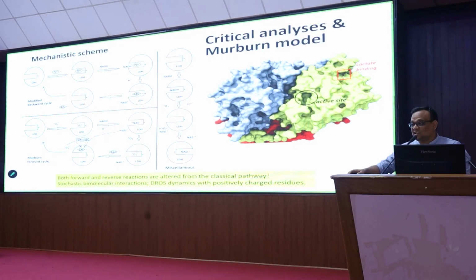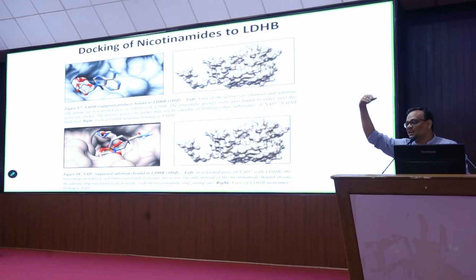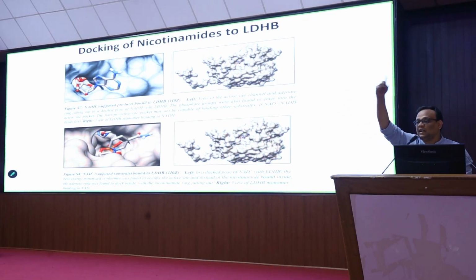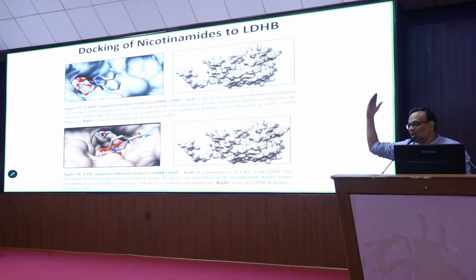You have more stochastic bimolecular interactions in the Murburn purview, and D-ROS dynamics is there because of positively charged residues which can stabilize it. So we docked also the nicotinamide because we were interested in seeing what would happen. So now if you see lactate being converted to pyruvate, NAD plus should become NADH and H plus. So NADH is the product. If you see pyruvate becoming lactate, NADH is the substrate and NAD plus is the product. So we interchanged the NADH and NAD plus with both LDHA and LDHB.